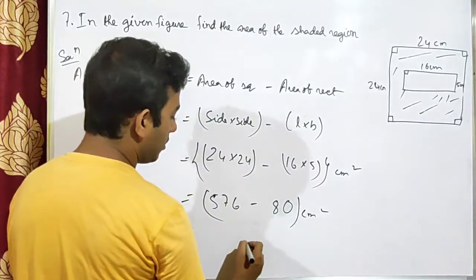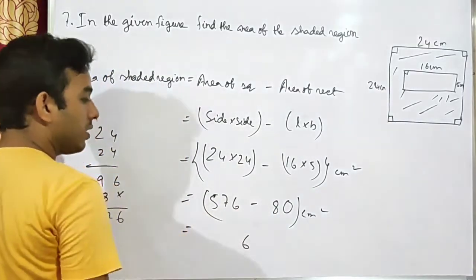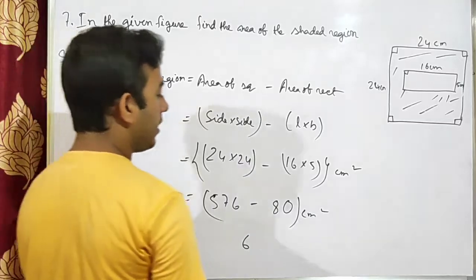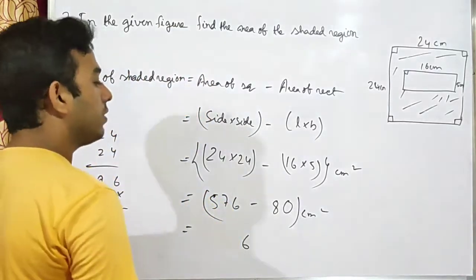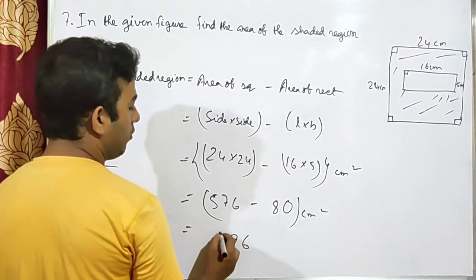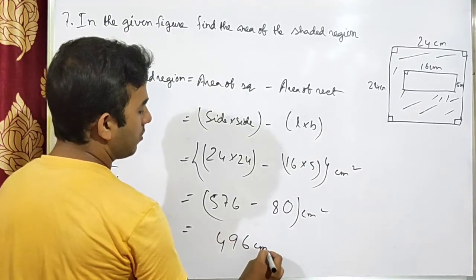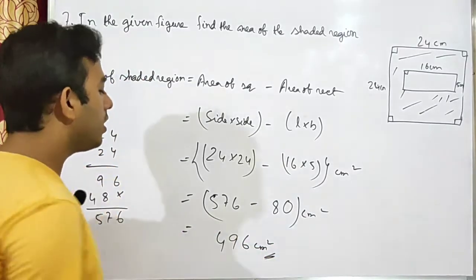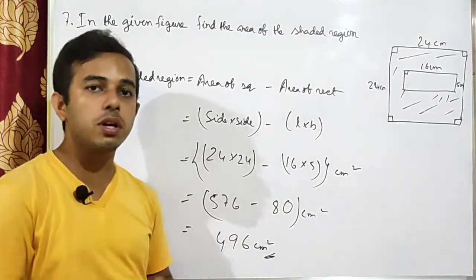6 minus 0 is 6. 17 minus 8, it is 9. Then left is 4. 496 centimeter square. So the area of the shaded region is how much? Area of the shaded region is 496.